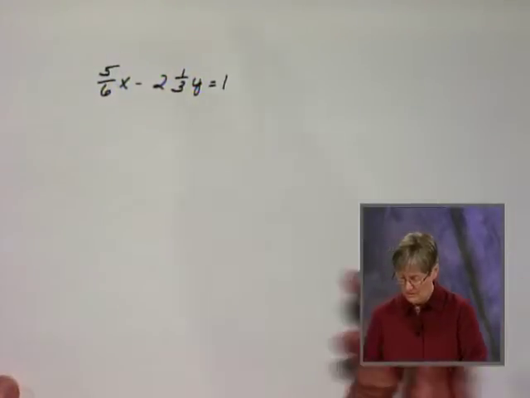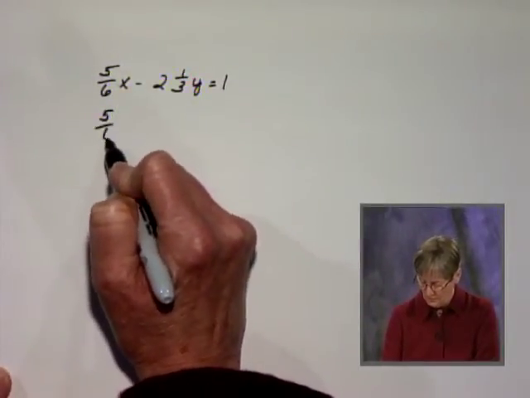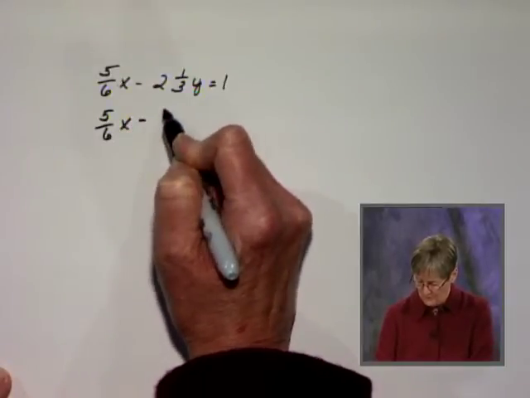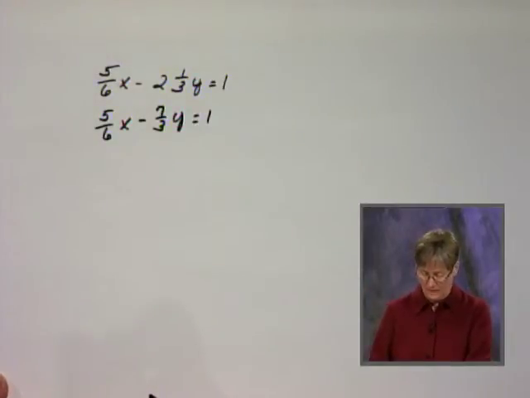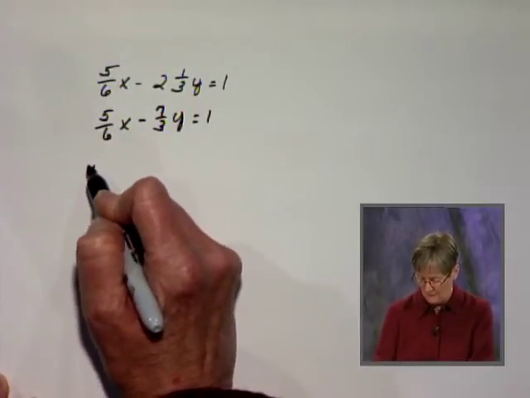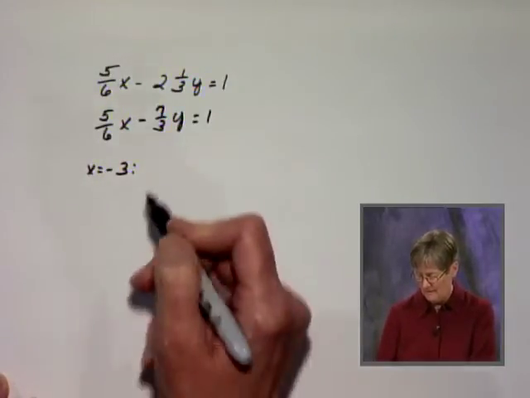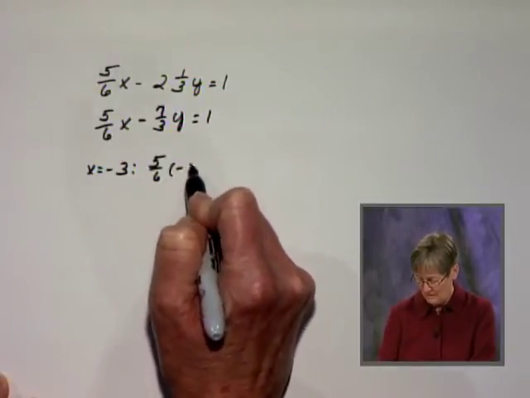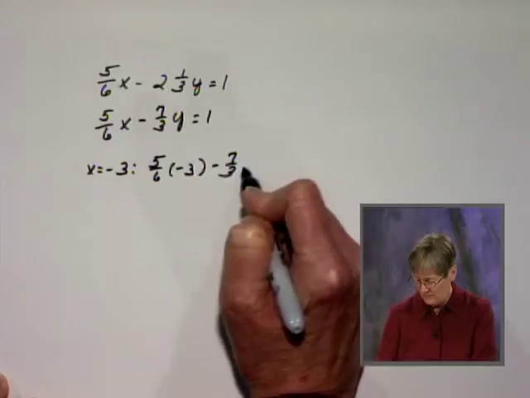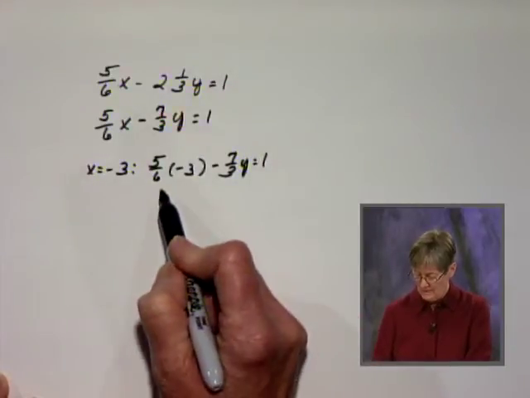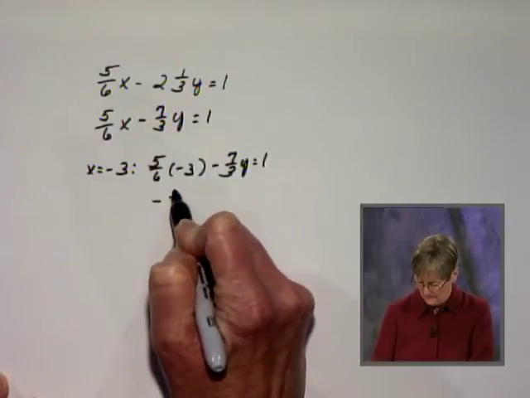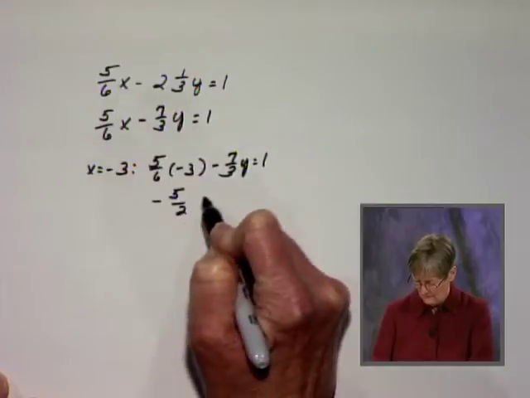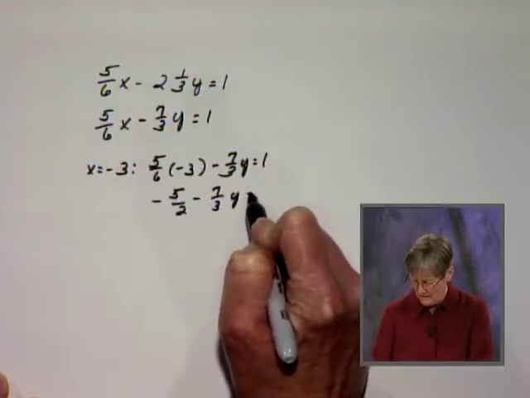So let's start with the equation and let's rewrite that mixed numeral as 7/3. So we have 5/6 x minus 7/3 y is equal to 1. And now let's find some values. Let's let x be -3. When x is -3, I have 5/6 times -3 minus 7/3 y equals 1. This is going to be -5/2 minus 7/3 y equals 1.